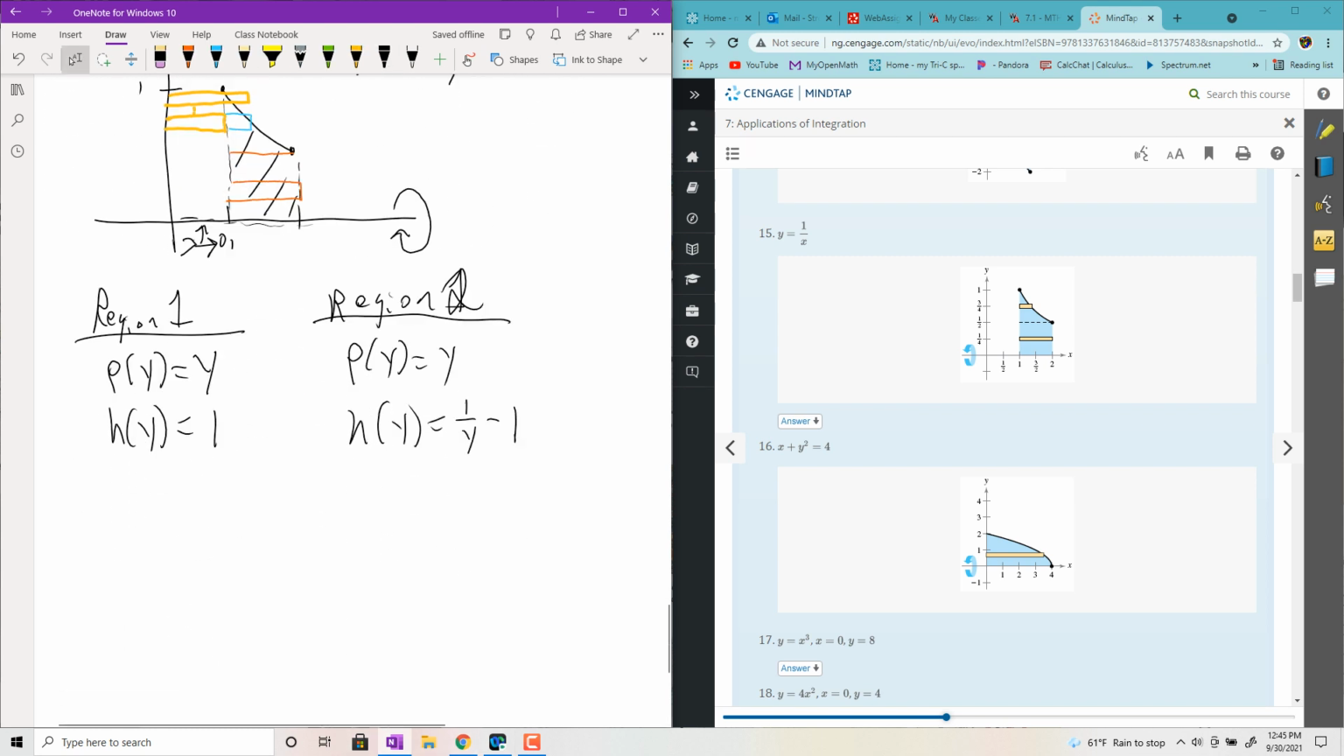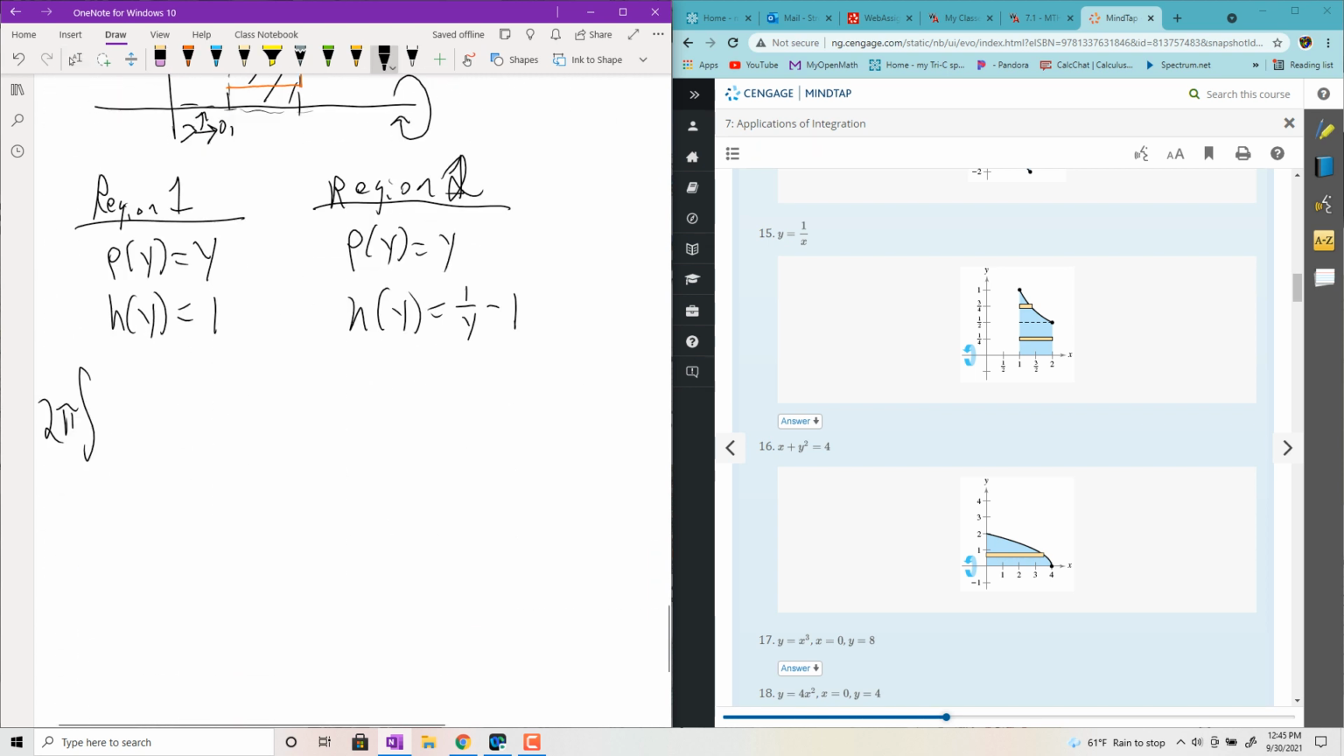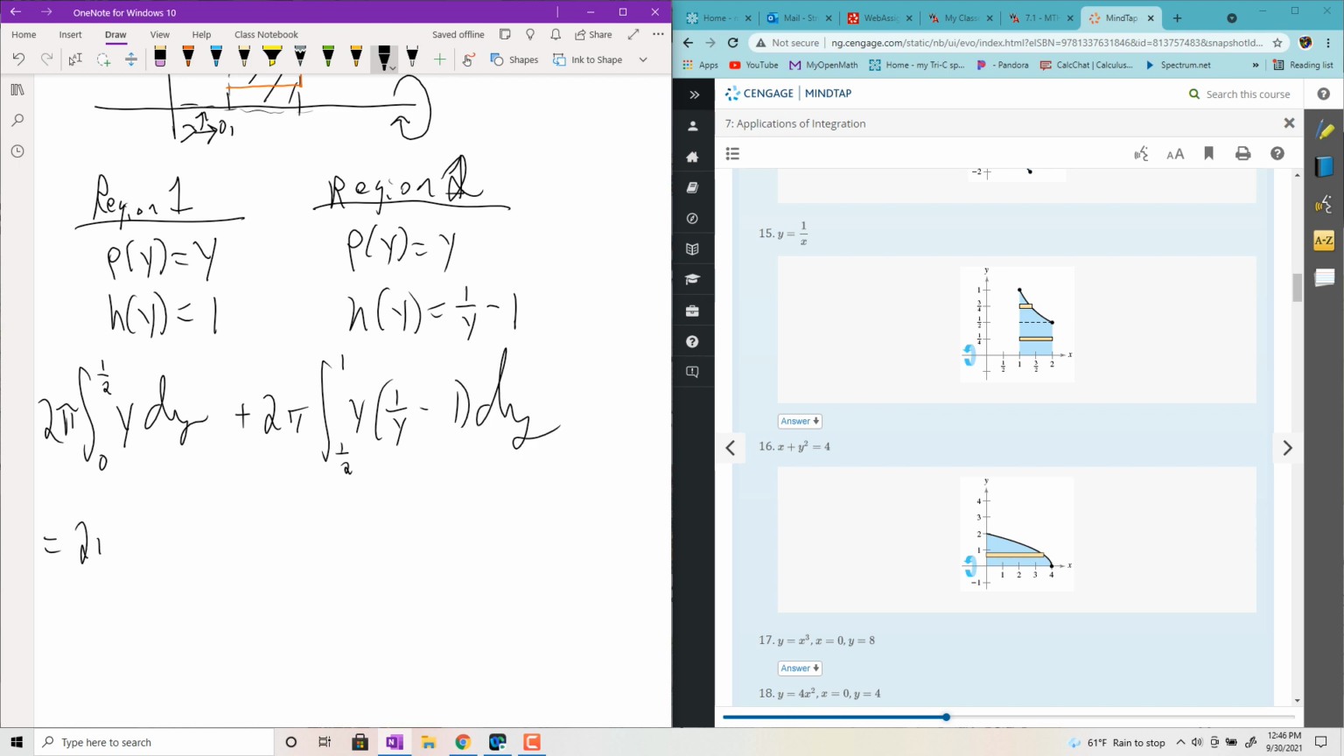Okay, so you got 2 integrals. 2 pi always goes in front. Did I put a 2 pi up there? Then we have 1 times y dy, and that's the integral from 0 to 1/2. And then plus 2 pi times the integral from 1/2 to 1 of y times 1 over y minus 1 dy. Okay, so the first integral, 2 pi y squared over 2, so just pi y squared from 0 to 1/2. And then plus 2 pi, if you distribute that y, you're going to get 1 minus y dy.